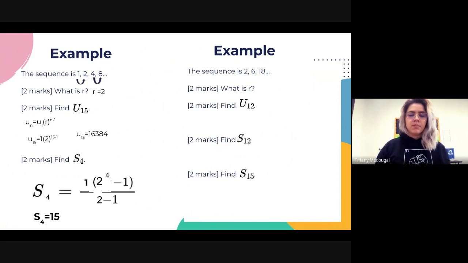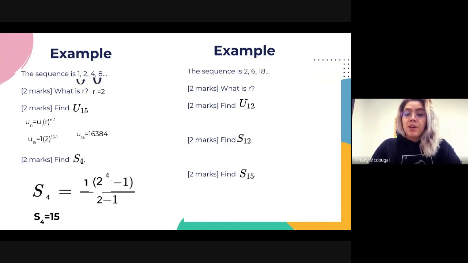Awesome. All right. Let's look at the second example. Now this sequence is 2, 6, 18, and so on and so forth. So again, what is R? What is U12? I want you to go ahead and try to do that one by yourself and see if you can work this out. And go ahead and try the S12 as well and see if you can work that out.